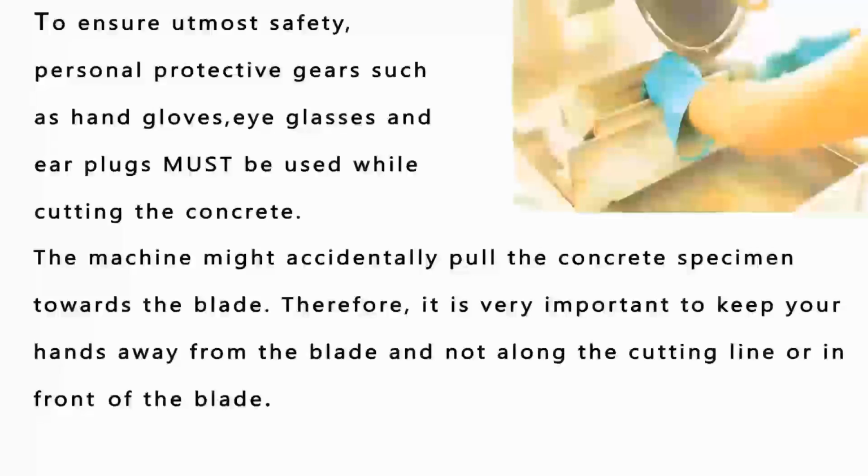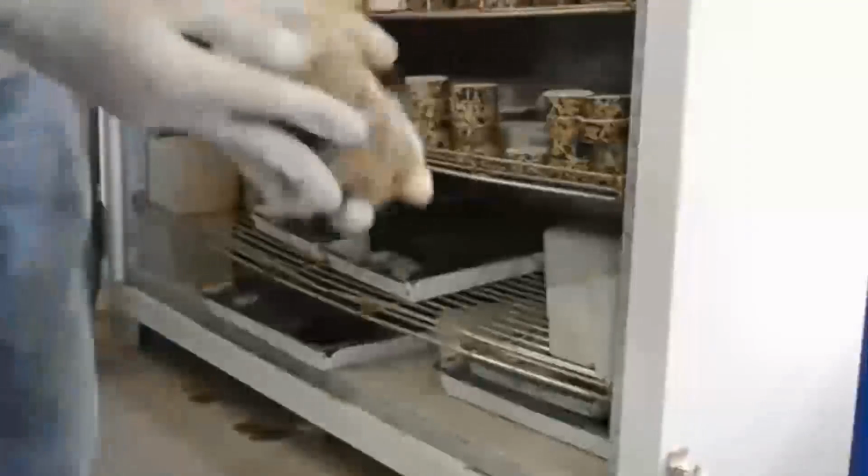To ensure utmost safety, personal protective gear such as hand gloves, eyeglasses and earplugs must be used while cutting the concrete. The machine might accidentally pull the concrete specimen towards the blade. Therefore, it is very important to keep your hands away from the blade and not along the cutting line or in front of the blade.